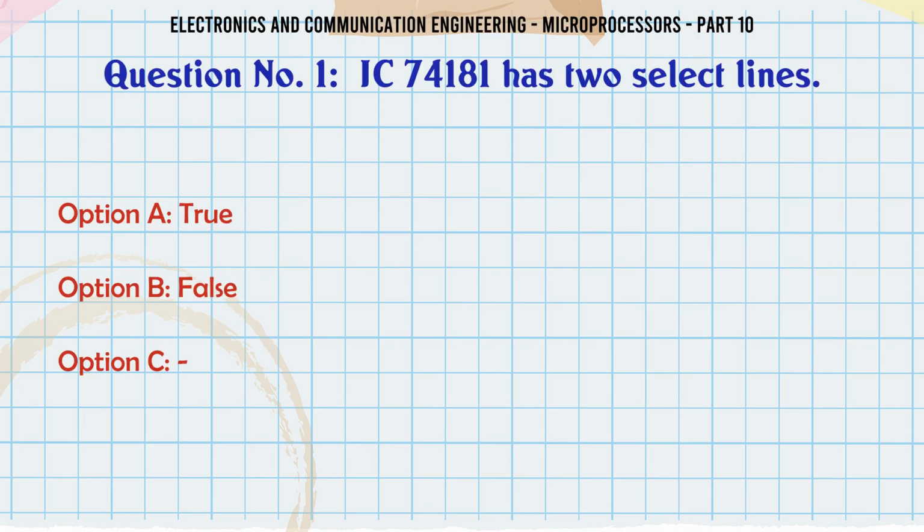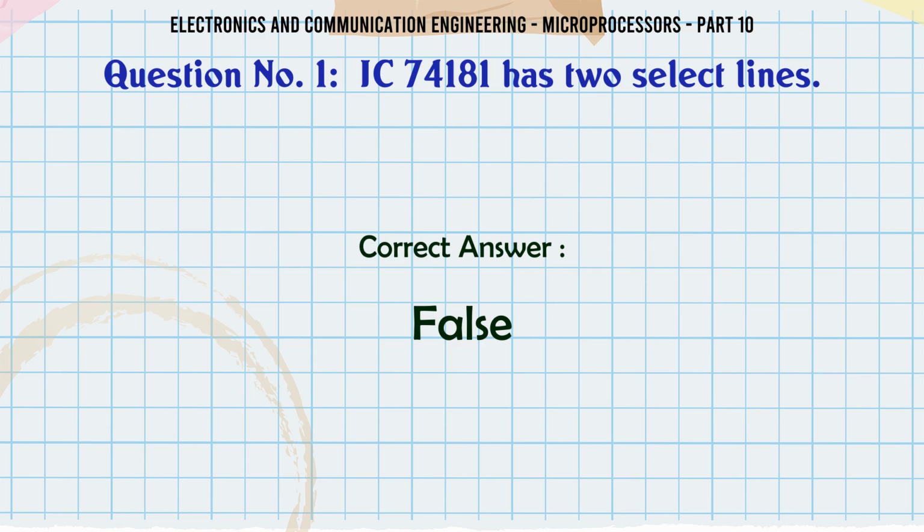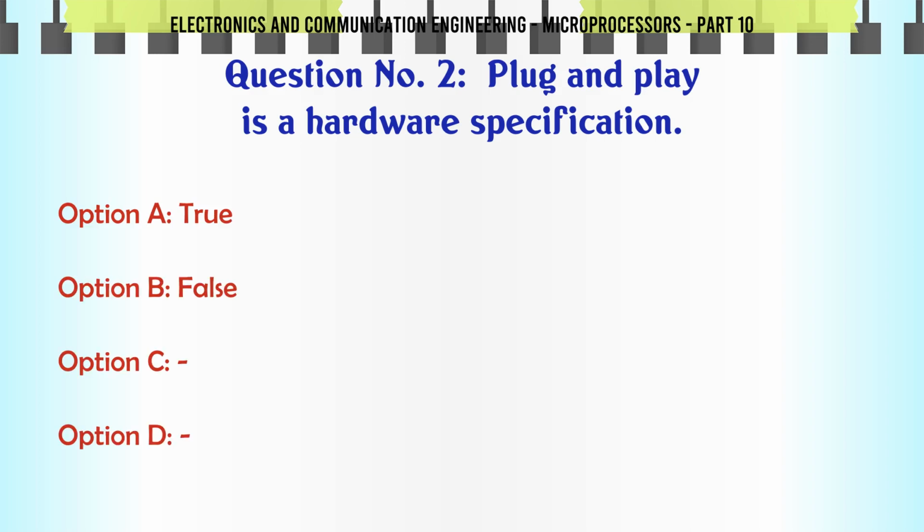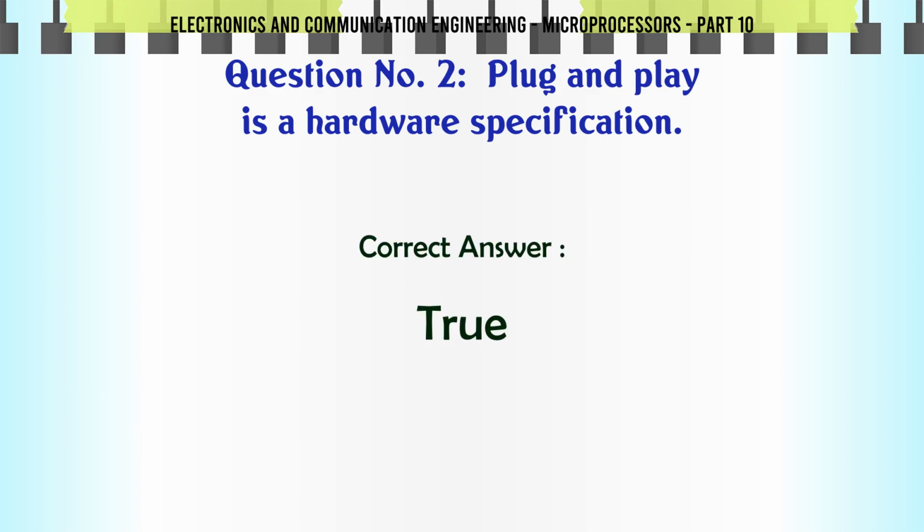74181 has two select lines. A true, B false. The correct answer is false. Plug and play is a hardware specification. A true, B false. The correct answer is true.